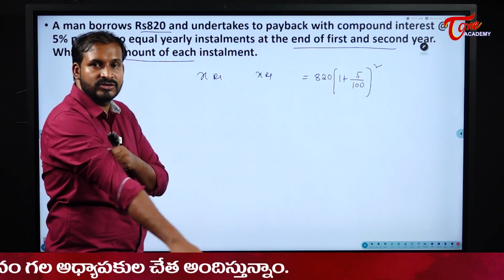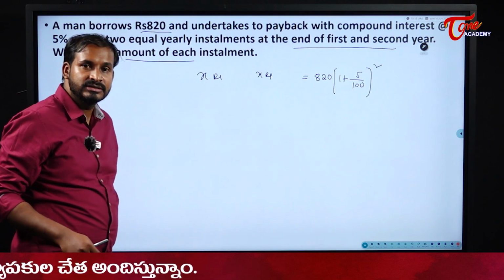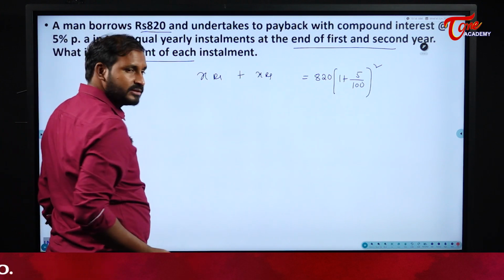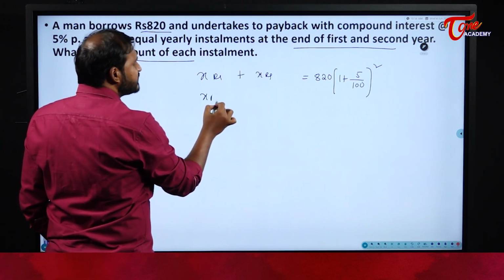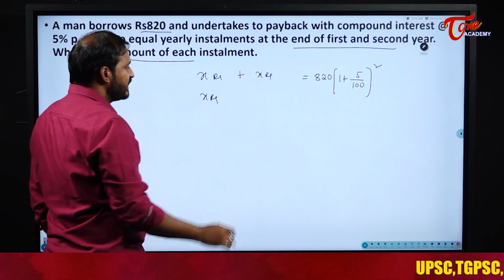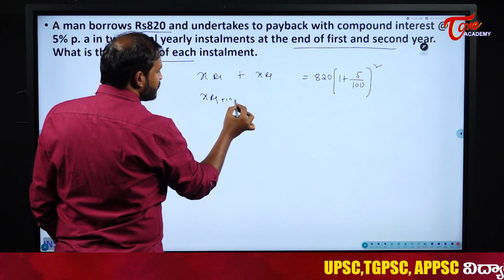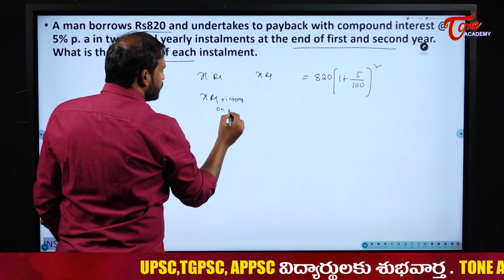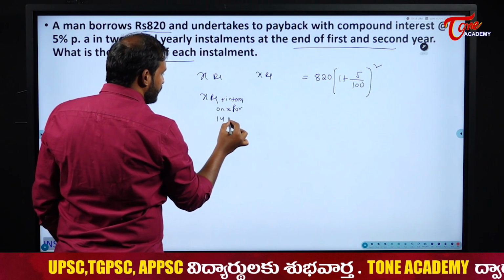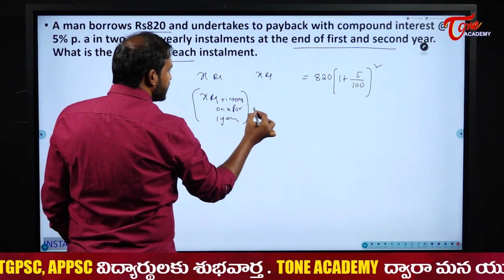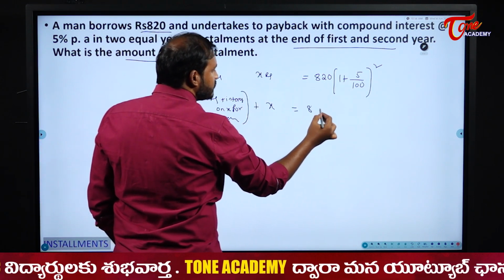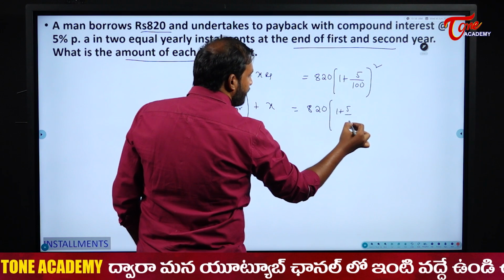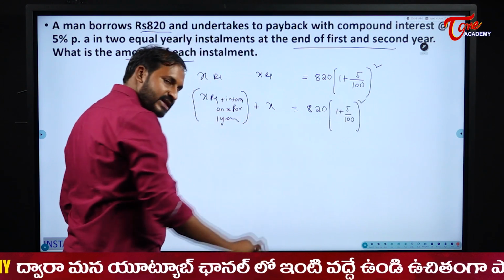Now x rupees and x rupees. But this is a general case, at the end of the first year and second year. So x rupees plus interest on x for 1 year, and this is the same x rupees. This will be equal to 820 into 1 plus 5 by 100, whole square. Later we will cancel anyway, no need to worry.